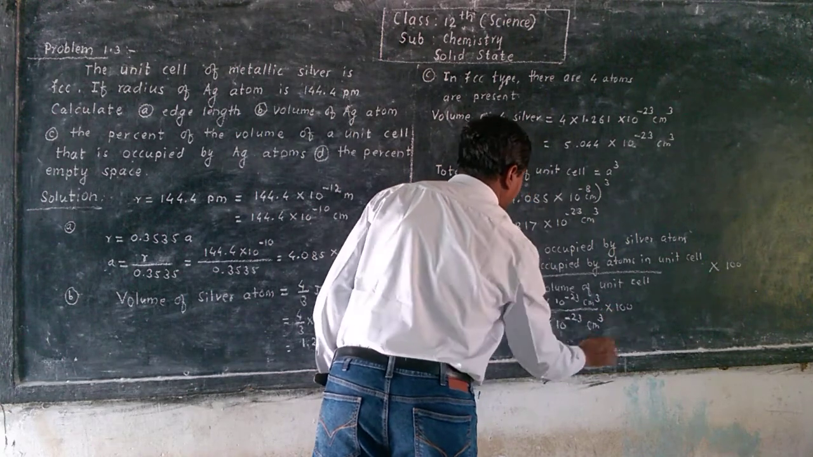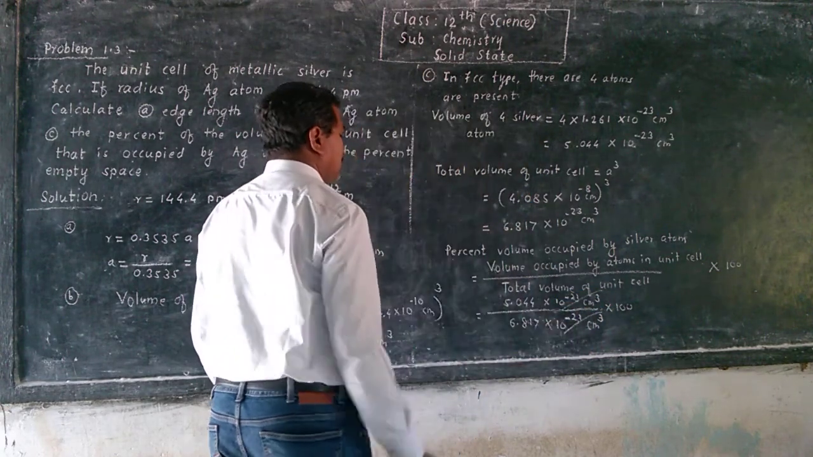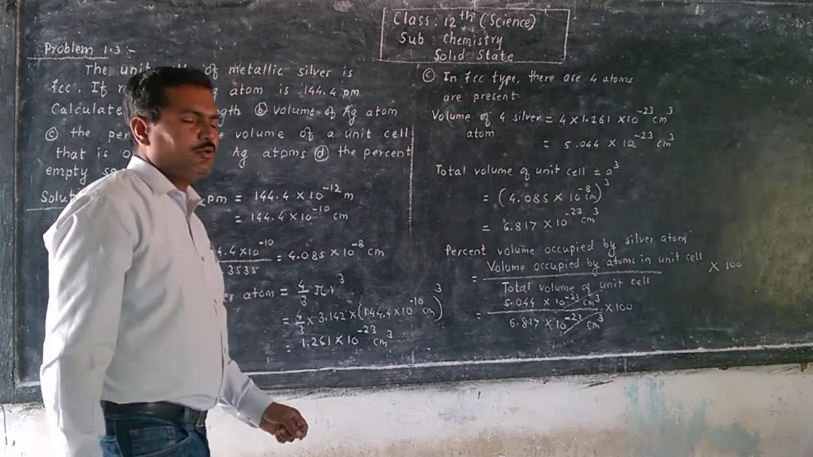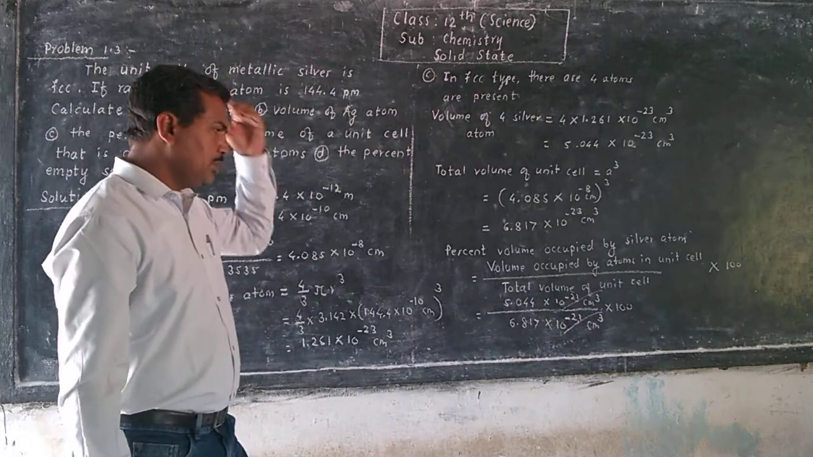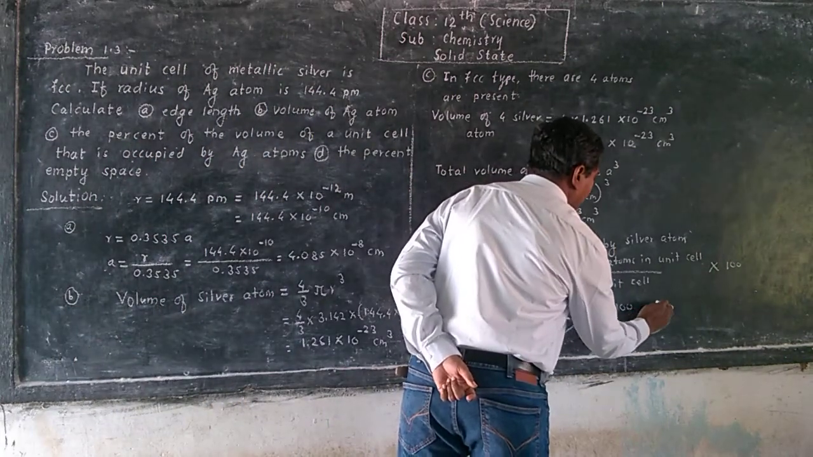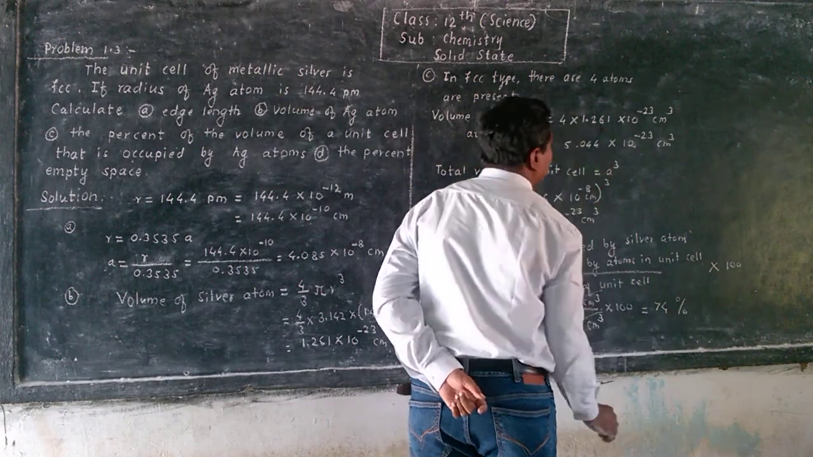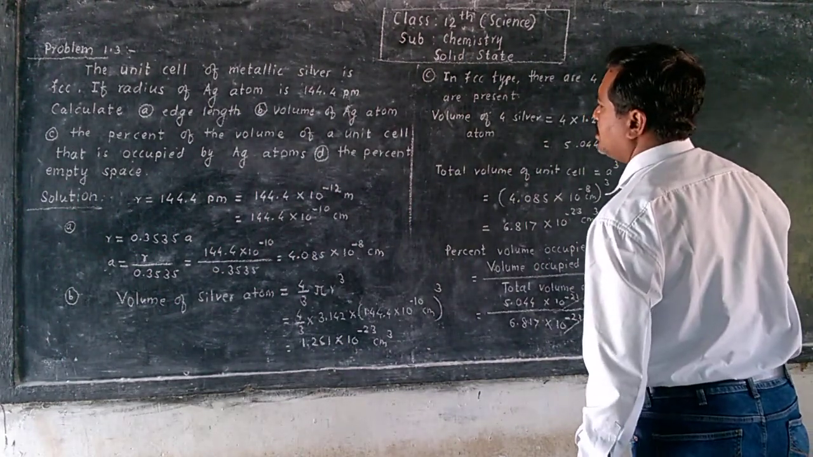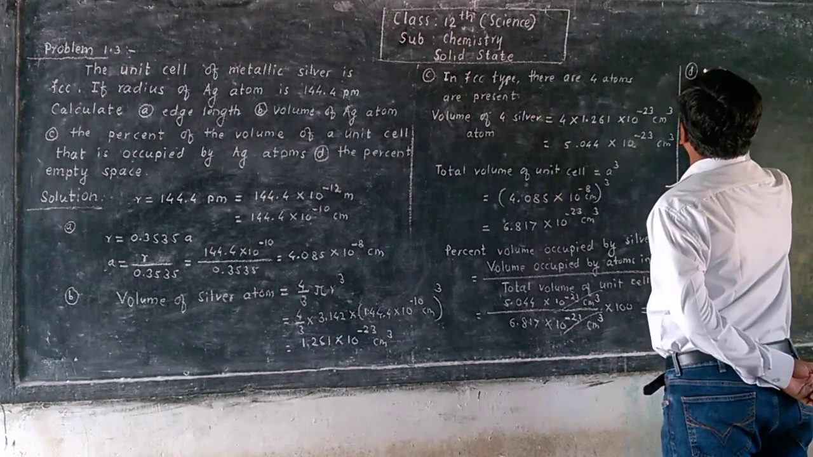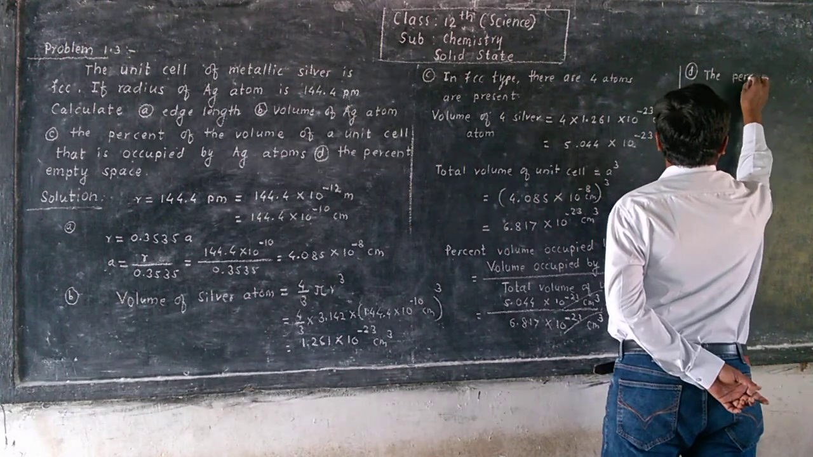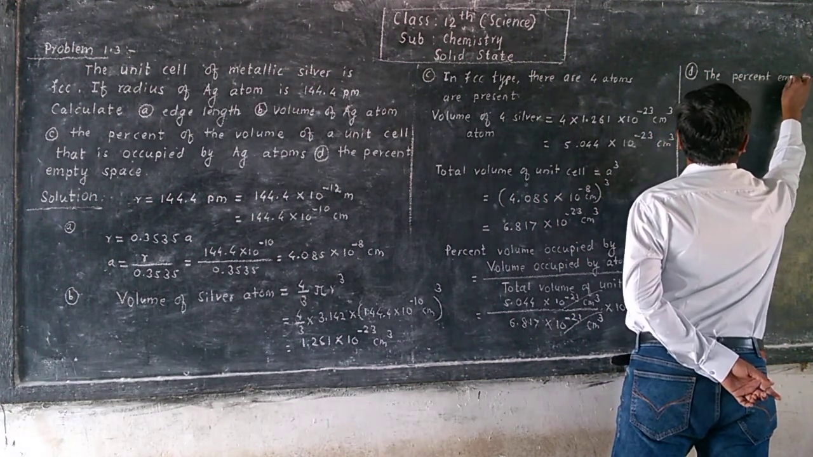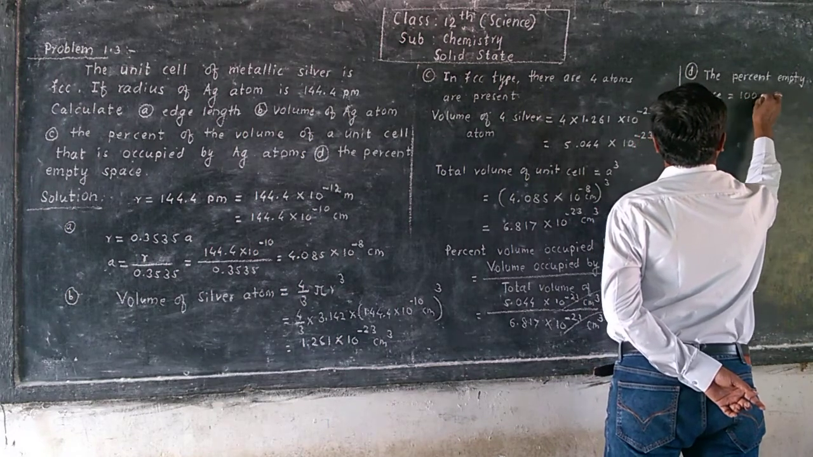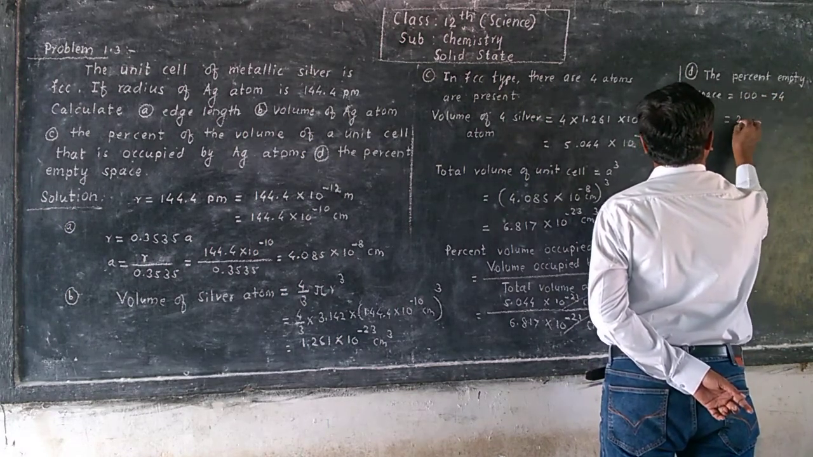Into 100. So this will get cancelled. And 5.044 upon 6.817 into 100. So it will be approximately 74%, which is also given in textbook. So the percent empty space, the fourth value, is the percent empty space. It is equal to 100 minus 74, so it will be 26%.